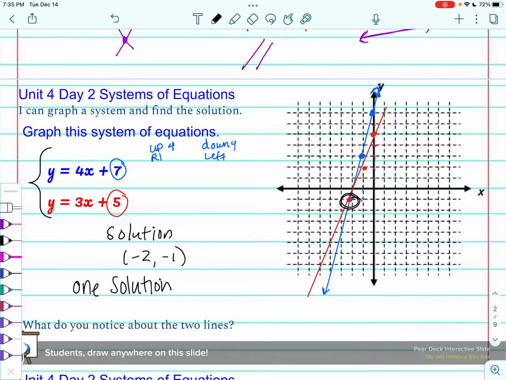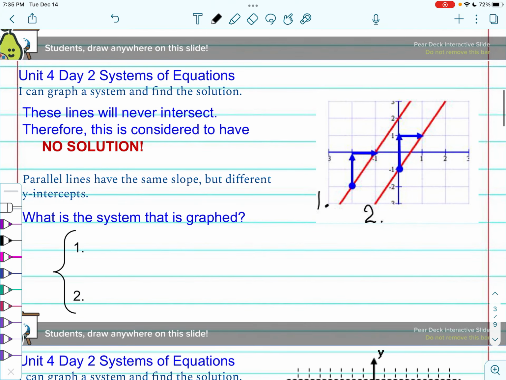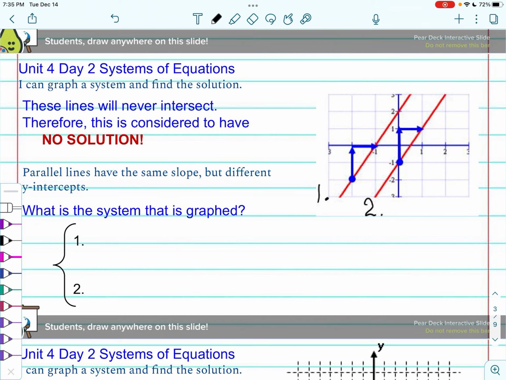If you're not done with this, you should pause and then start again. I have two lines here that have the same slope and different y-intercepts. They will never intersect. There is no solution. These are parallel lines. So this one I'm asking you to write: can you write the system that is graphed?